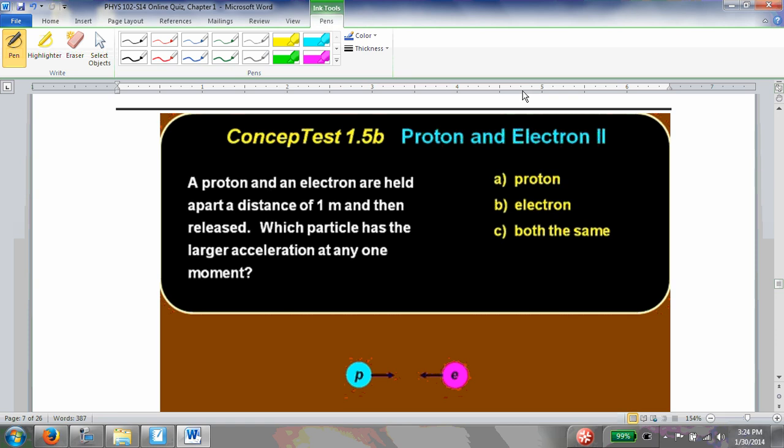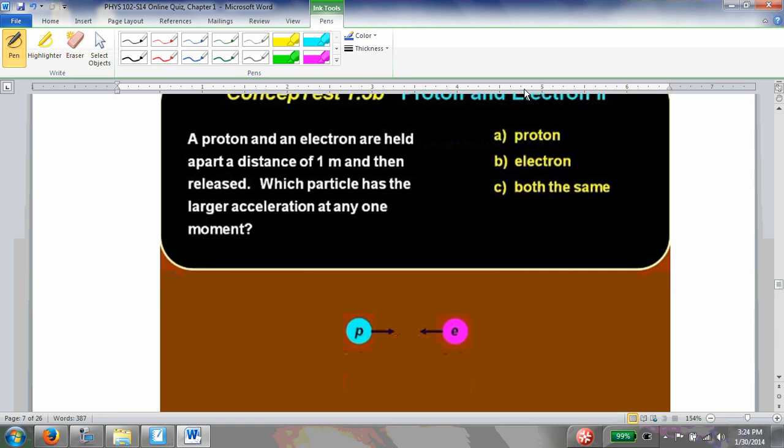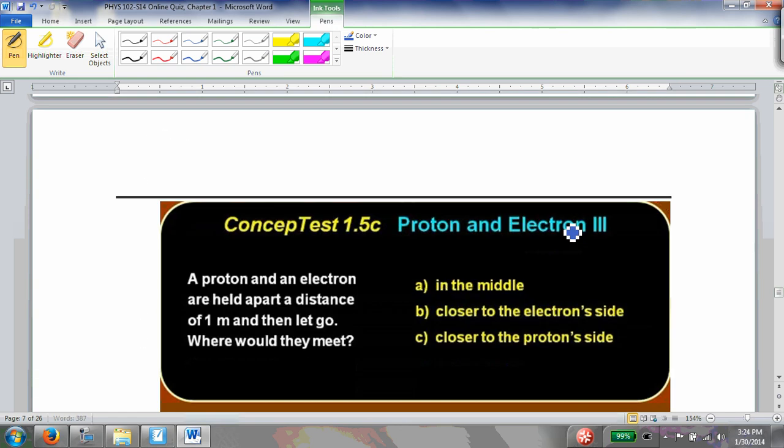Proton and electron are held apart at a distance of 1 meter and then released. Which particle has a larger acceleration? Or well, they both feel the same force. We already know that from Newton's third law and Coulomb's law. But the one that feels a larger acceleration is the lighter of the two, because F equals ma. They feel the same force, so this is held constant. But if m is small, the acceleration has to be bigger, and that's true for the electron.